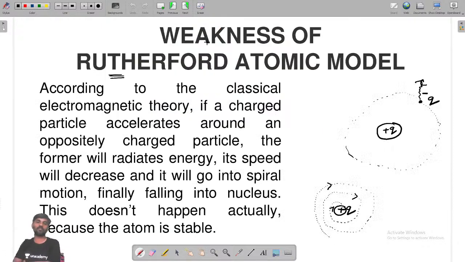Then we have seen what is the weakness of Rutherford. According to Rutherford, when the electron is revolving around the nucleus, it loses some energy. When it loses energy, it cannot take a circular path. It takes a spiral path, and because of the spiral path, it is supposed to fall into the nucleus. Is it falling into the nucleus? No. Actually, it is not happening. So this is the problem of the Rutherford atomic model.